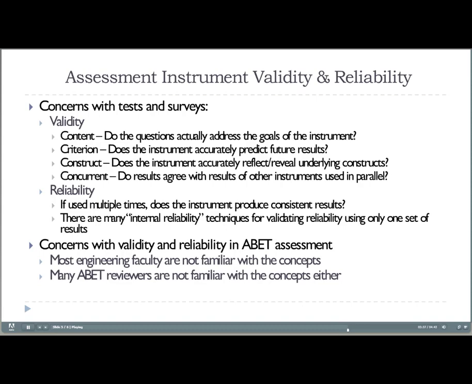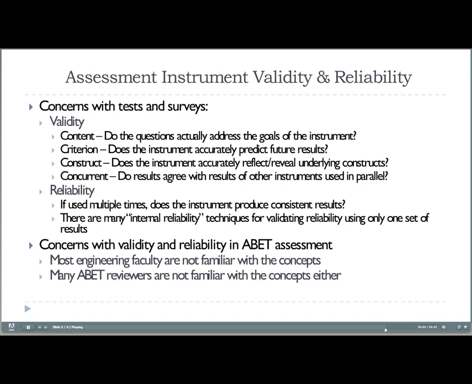One way is to give an instrument multiple times and look at the results, but we can also check for what's called internal reliability, where we can get a pretty good idea of the reliability of the instrument by taking it in a single use and using particular statistics that will give us a measure of internal reliability.